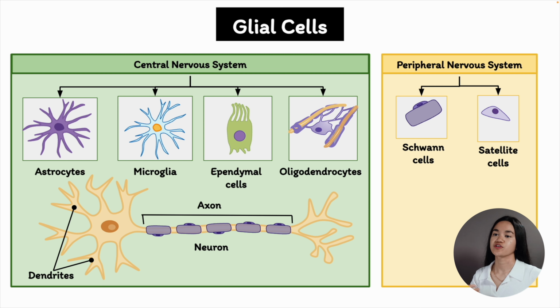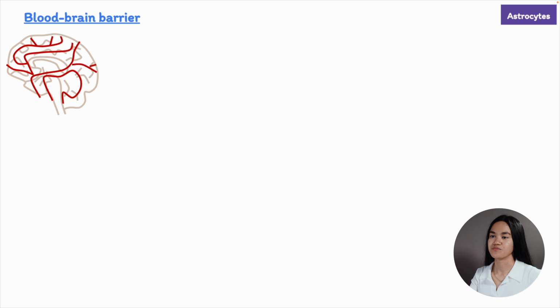Astrocytes maintain the extracellular environment. They are involved in the maintenance of blood-brain barrier homeostasis. They help regulate the content of the extracellular fluid by regulating ion balance. They also provide neurons with metabolic substrates for ATP production, and they also recycle or remove excess neurotransmitters around synapses. Let's break this down further. Let's start with the blood-brain barrier.